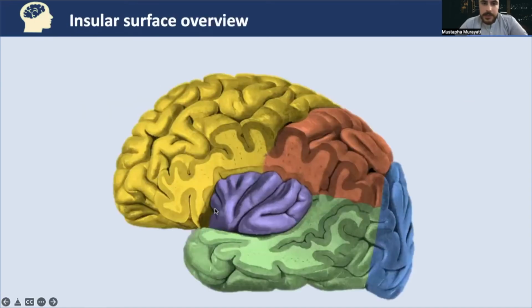Now, last but not least, we will talk about the insula. The surface anatomy of the insula is that it is located deep in the sylvian fissure. We have the circular sulcus around it and the central sulcus, which lies in continuity with the central sulcus on the lateral surface of the hemisphere. We have three anterior short gyri and two posterior long gyri. The number may be more or less.